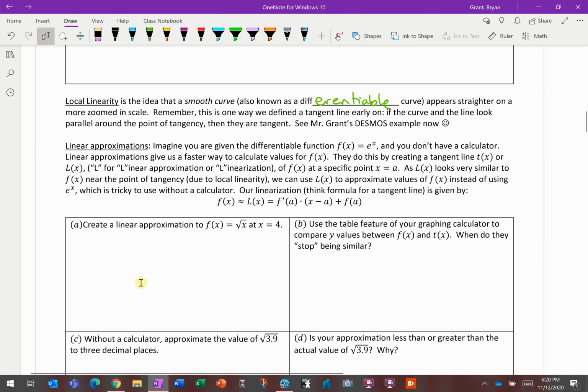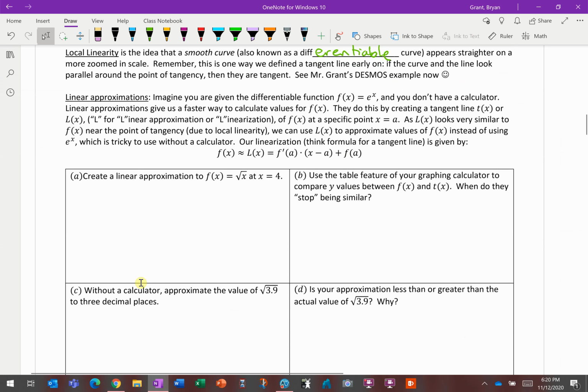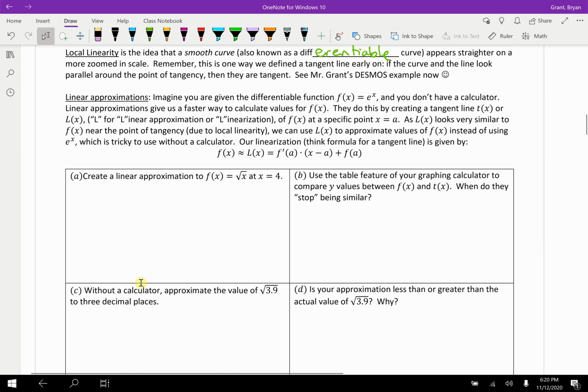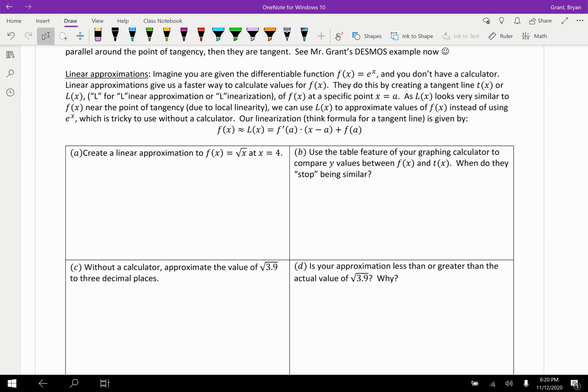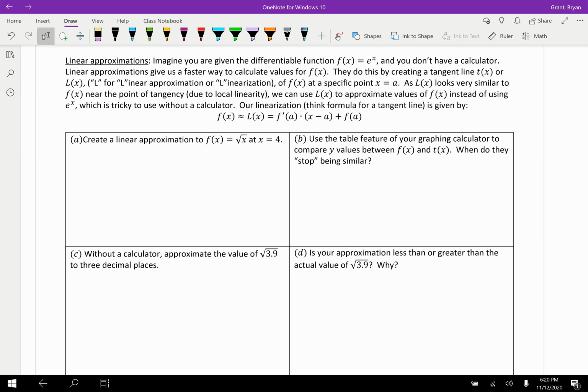So let's get to an example or two. Create a linear approximation to f of x equals the square root of x at x equals 4. All right, linear approximation, just think tangent line, right? There's nothing too hard. We know how to make tangent lines. I'm going to use L of x today instead of T of x. They mean the same thing. You can pick whatever letter tickles your fancy, right?